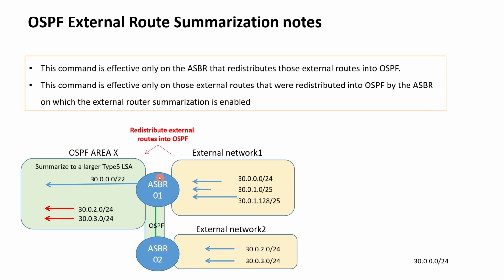If we're doing the external route summarization on ASBR 01 only, the summarization only affects the three routes that ASBR 01 redistributes into OSPF. For the bottom two routes that were redistributed by ASBR 02, the summarize command on ASBR 01 has no effect on these two routes below. So that's what it means. This command is effective only on those external routes that were redistributed into OSPF by the ASBR on which the external route summarization is enabled.